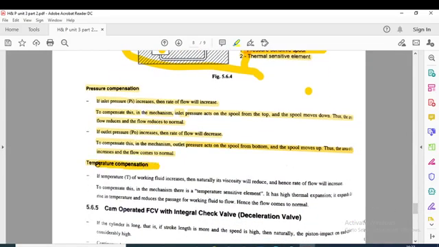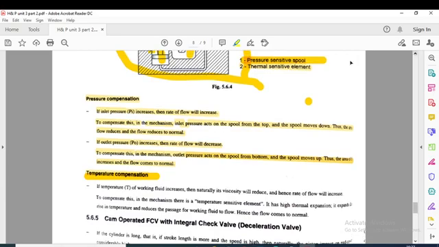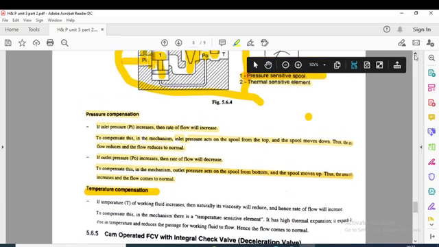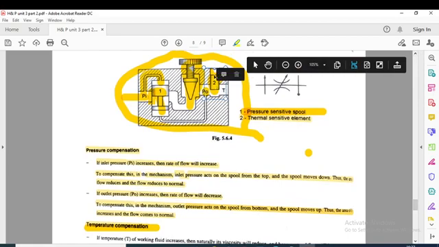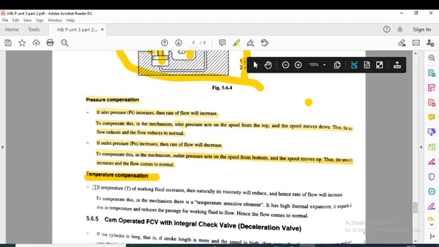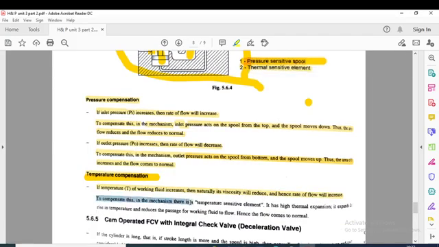Similarly, for temperature compensation, we use this temperature sensitive element here. You can see these two are the temperature sensing elements. What will happen when the temperature of the oil increases? This element will get enlarged. If the temperature T of the working fluid increases, then naturally its viscosity reduces, and hence the rate of flow increases. To compensate this, there is a temperature sensitive element. It has a high thermal expansion, and it expands with rising temperature and reduces the passage for the working fluid to flow. Hence the flow comes to normal.